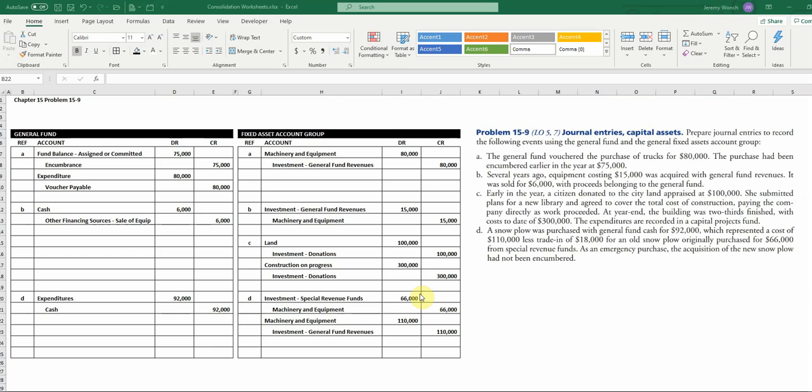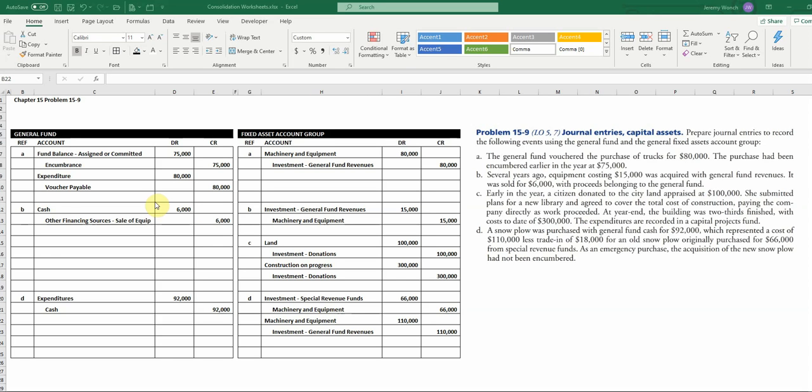So in this situation, they already have it encumbered for $75,000. Now the first thing we do is reverse the encumbrance. That's going to be a debit to the fund balance of the original amount of $75,000, and then reverse out the encumbrance for a credit of $75,000. Then we book the expenditure related to that.